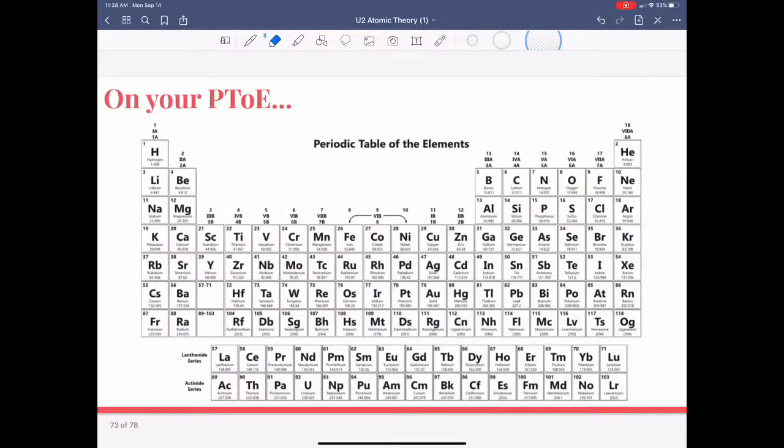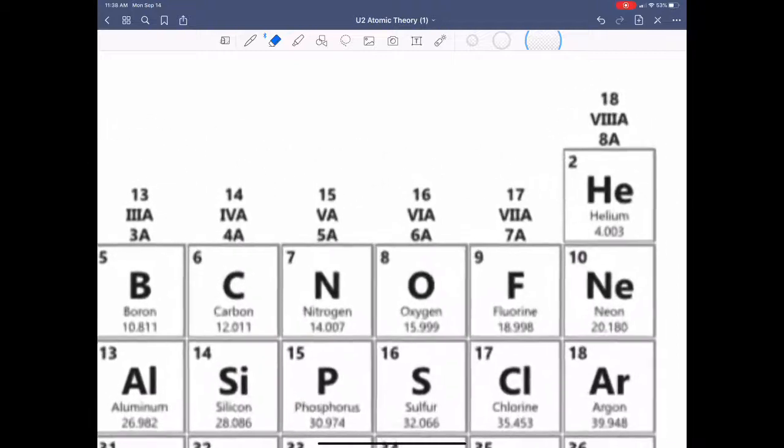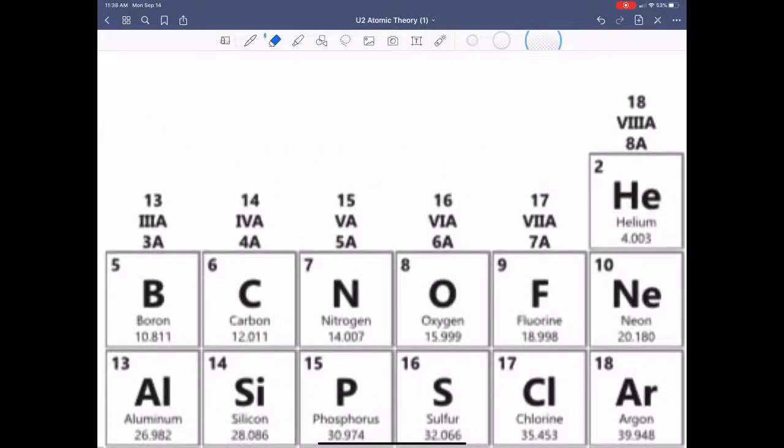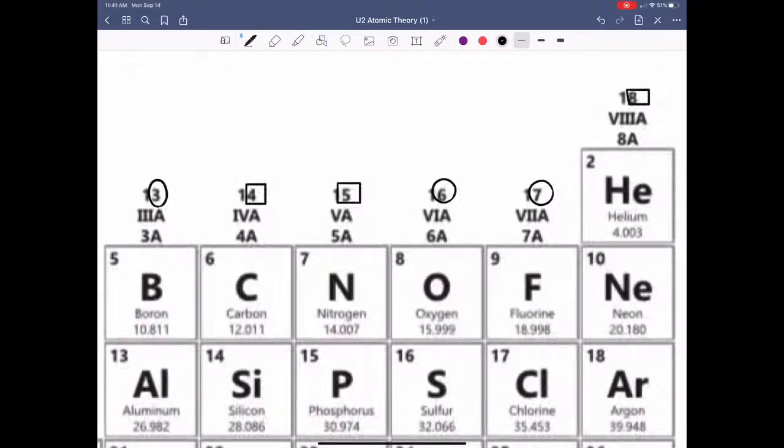So let's take a look at your periodic table. All right, I want you to go to the group numbers up here, and I want you to box in or highlight, if you have a highlighter, box in, however works best for you, this second number in your group: group 13, group 14, group 15, 16, 17, 18. So that should remind you, look at that second number, and that is your number of valence electrons.